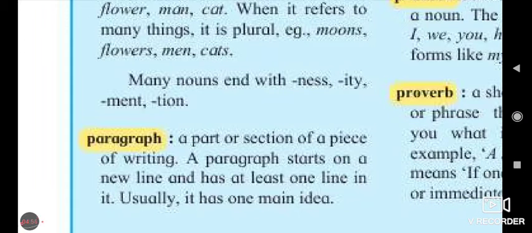Next point is paragraph. A paragraph is a section of a piece of writing. A paragraph starts on a new line and has at least one line in it. Usually it has one main idea. Okay, that is called a paragraph.